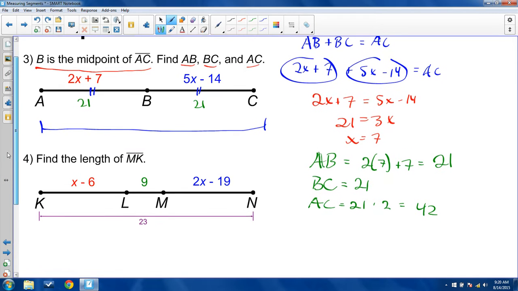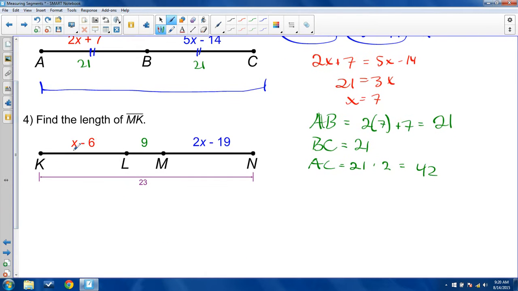Okay, number 4, find the length of MK, okay? So, of segment MK. So, finding the length of segment MK is the same as saying find MK. Notice how I didn't put a bar above it. So, these both mean the same thing. All right, so they're asking us to find out what this is specifically. So, although the question isn't necessarily harder, even though it's broken up into 3 parts, we're going to add these 3 things together, x minus 6, 9, and 2x minus 19. That's all equal to this entire length of 23.